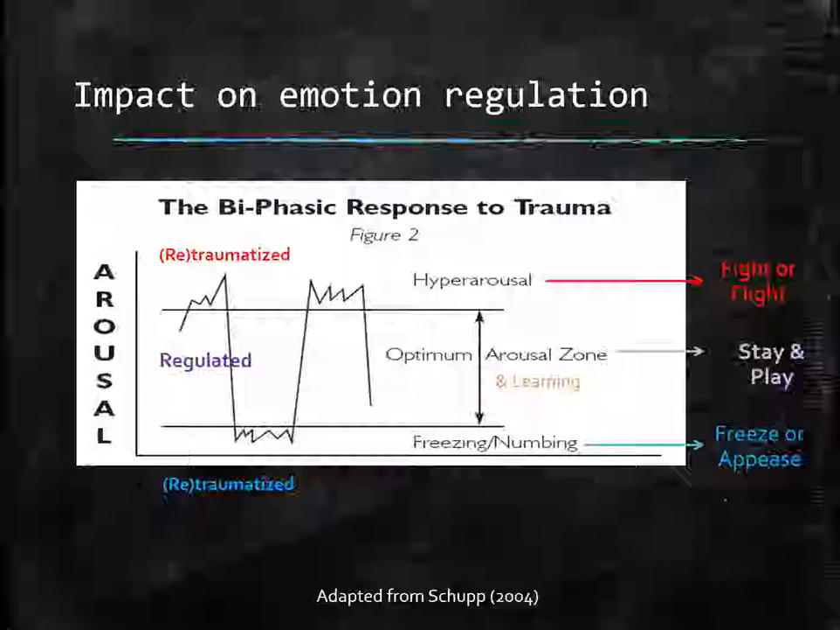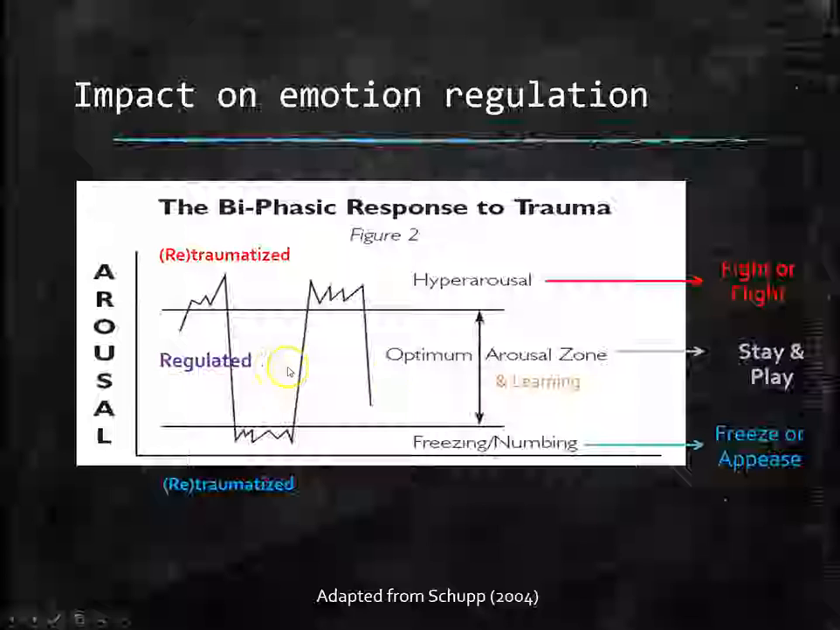Another way to look at this is the impact on emotion regulation, right? Ideally we have people in what we call the optimal arousal zone, right? This is where their emotions are regulated. It's where they are alert but relaxed, right? Their prefrontal cortex is still online, and they're still able to learn. Some researchers refer to this as stay and play mode, right?